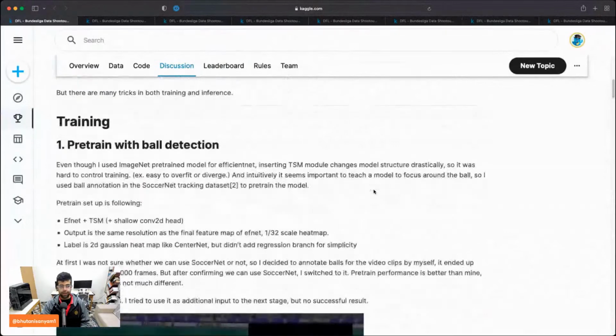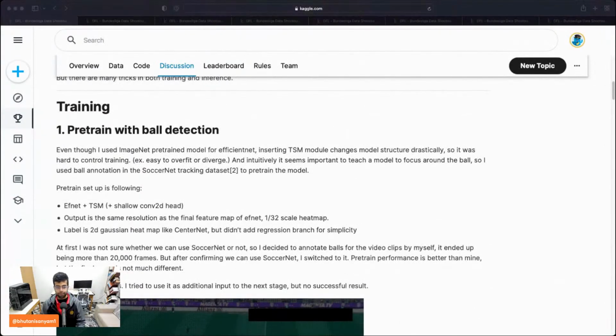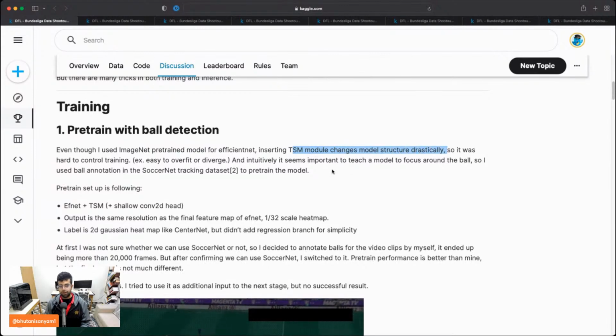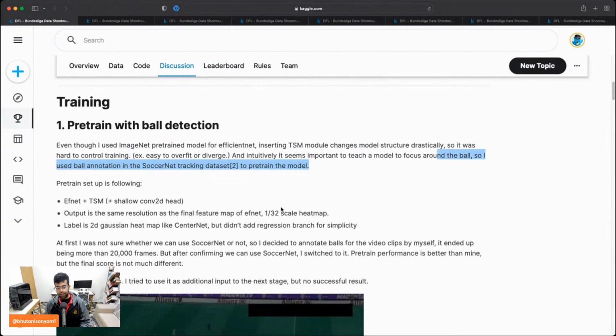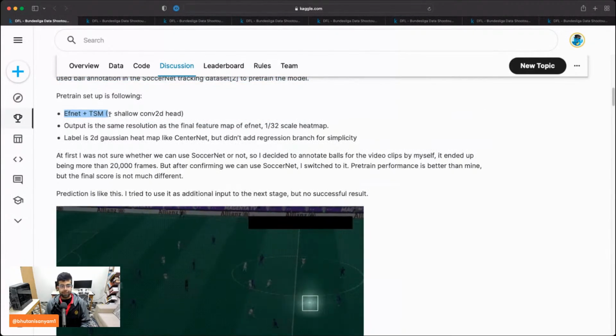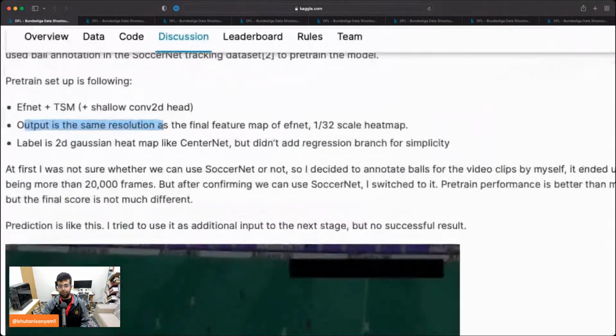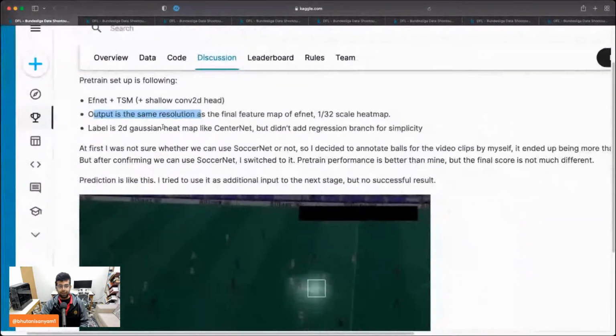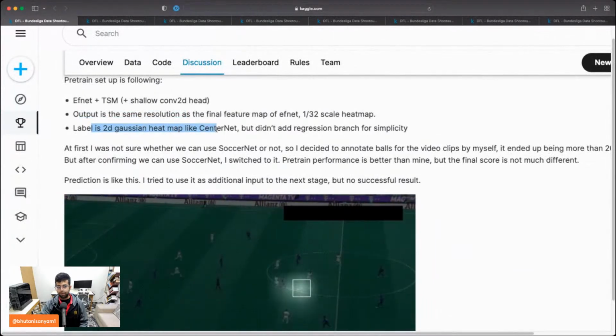Next, he shares details. So for training, he pre-trained with ball detection. He says even though I had used ImageNet pre-trained models, inserting the TSM module changes the structure. So he used ball annotation in the SoccerNet dataset to pre-train the model. It was set up like so: EfficientNet plus TSM plus a contour head. Output is the same resolution as the final feature, and the label is a 2D Gaussian heat map. But he didn't add a regression branch.